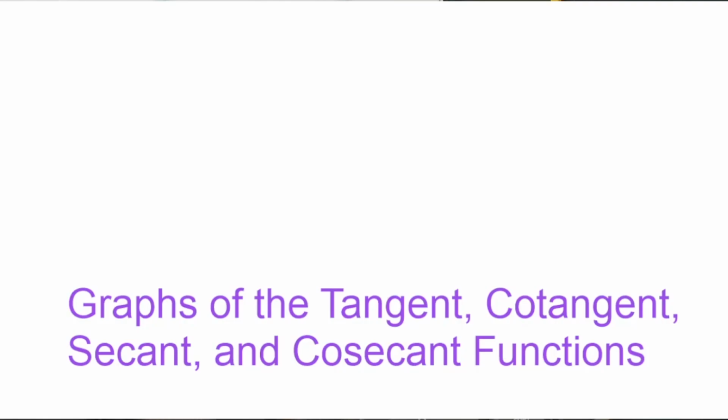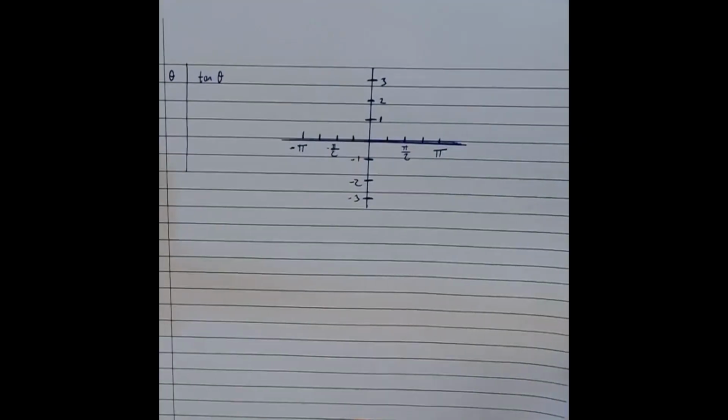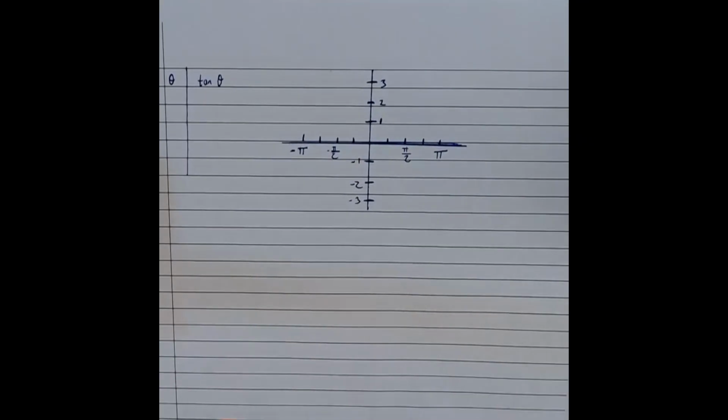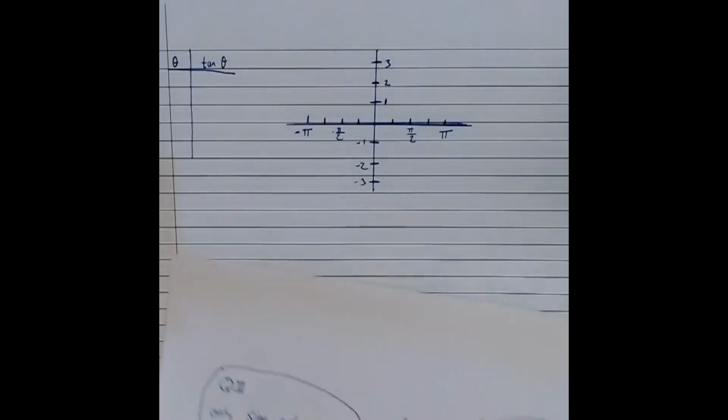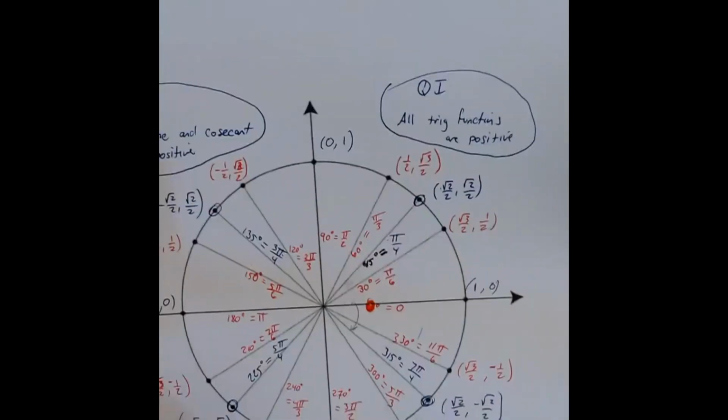In this section, we're going to take a look at the graphs of the tangent, the cotangent, the secant, and the cosecant functions. So let's begin with a few values. We can take values of theta and substitute into the tangent of theta to give ourselves some values to graph. Now, before we do that, note that there are going to be some values that we cannot use.